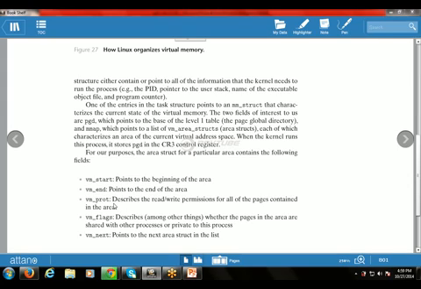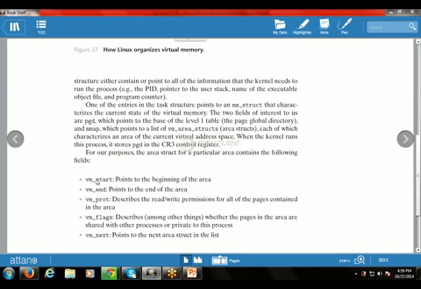One is vm prot, which describes the read-write permissions that are available. There are three types of permissions: read, write, execute. So vm prot describes the permissions for all of the pages contained in the area. One is vm flags, which describes whether the pages in the area are shared with other processes or private to this process. That is, how sharing is done, or the sharing criteria, is determined by the field known as vm flags.